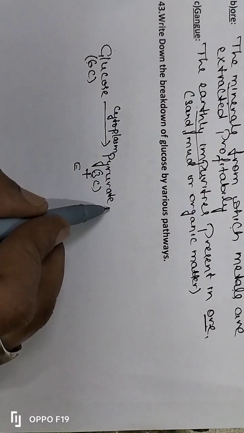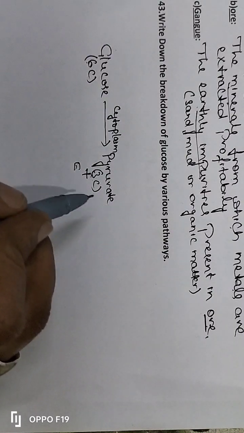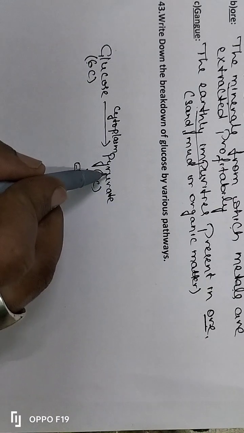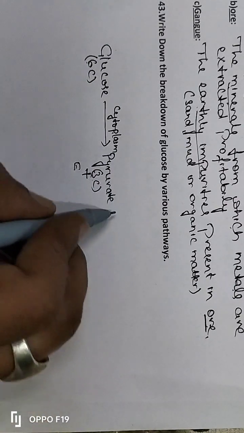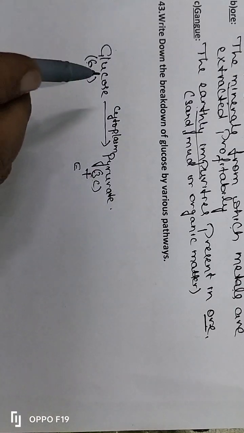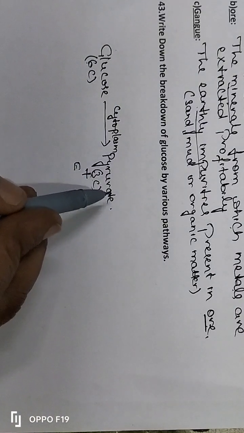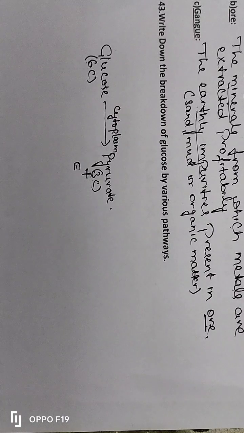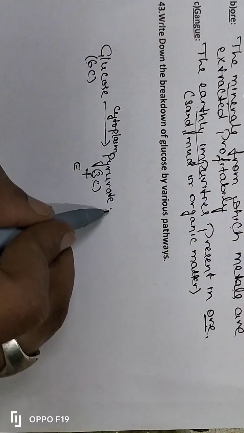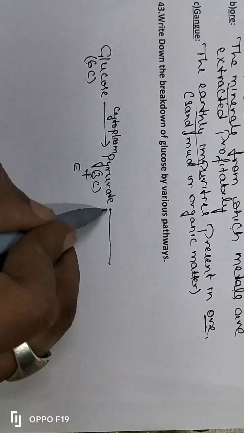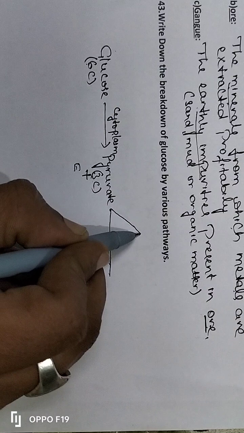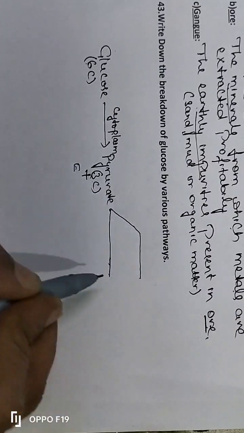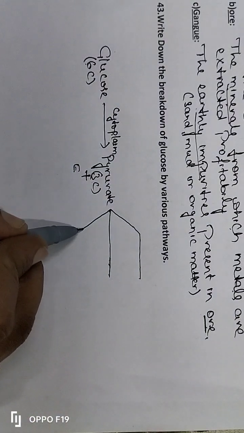Then what happens after this? First glucose is converted into pyruvate, then further we should know how the pyruvate will be converted. For that you have to write the 3 pathways. How many pathways do you have to write? You have to write the 3 pathways.